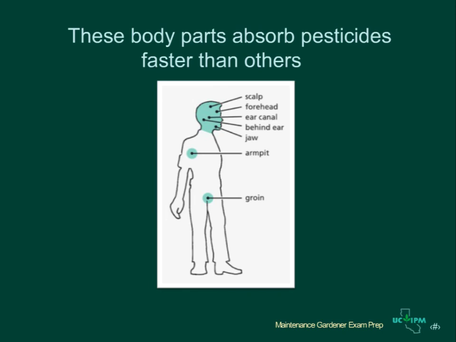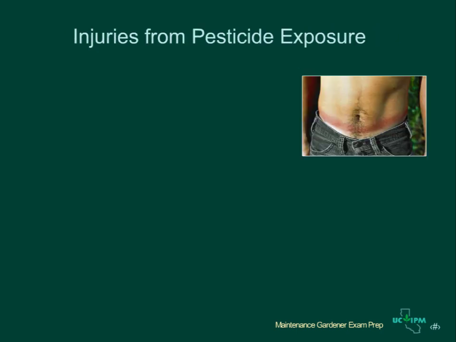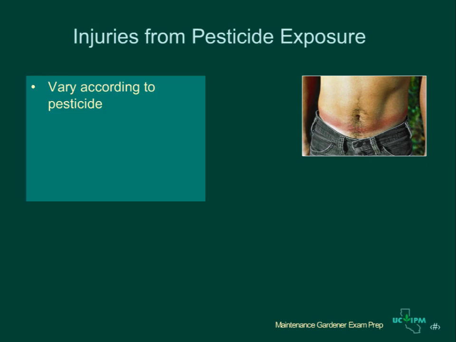Some parts of the body absorb pesticides faster than others. The skin on the head, the armpits, and the groin can absorb pesticides much faster than the skin on the forearms or hands. The type and severity of injury caused by pesticide exposure depends on the toxicity of the pesticide you are using, the amount absorbed into your body, and how fast your body is able to break it down or excrete it. Symptoms of pesticide poisoning often resemble symptoms from other causes.